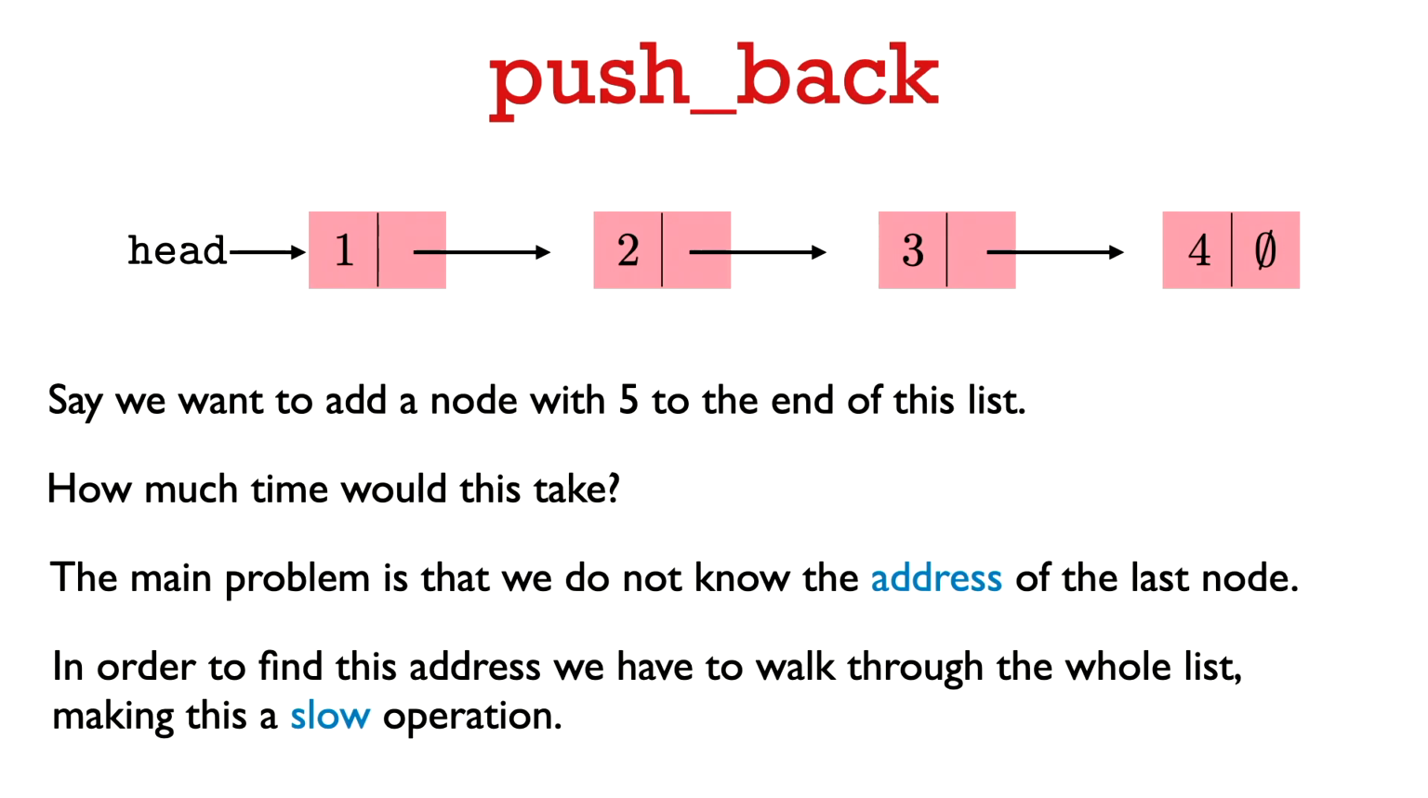Now let's think about push back. Say that we want to add a node with value 5 to the end of this list. How long would this take? Well, the main problem here is that we don't know the address of the last node. So to find the last node, we have to start at head and walk all the way down the list. And that's a slow operation, right? That takes time proportional to the number of items in the list.